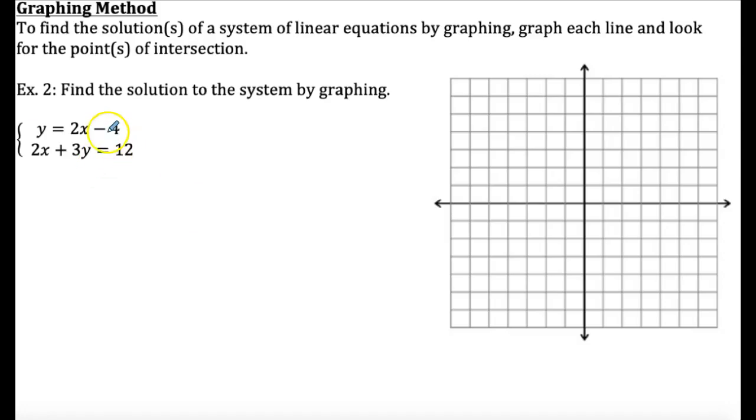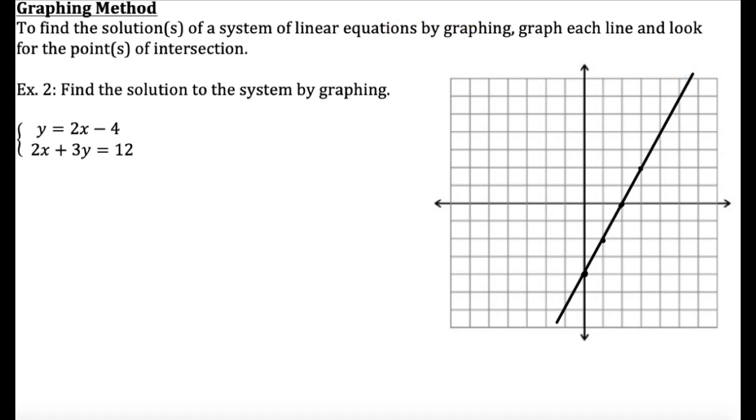So to find a solution, let's graph these lines. Remember, if I'm thinking in terms of y equals mx plus b, this is my y-intercept, and this is my slope. So I'm going to start at negative 4, and then for this first line, I'm going to go up 2. So this will be my first line. It's going to do something like this. Just a little bit off. There we go. That's a little bit better.